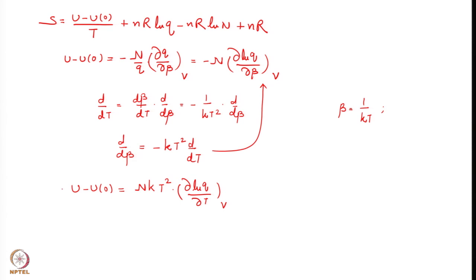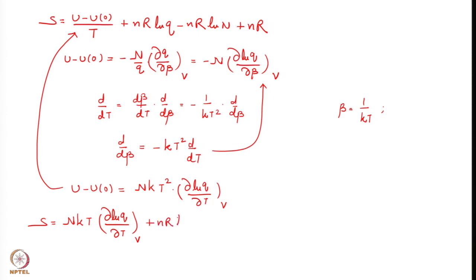Now let us substitute this information into this expression. What I have now, S is equal to (U minus U naught) by T. So therefore, 1 T with T square, 1 T will get cancelled. So I'll have N k T del log q del T at constant volume plus N R log q minus N R log N plus N R. We have reached up to this. This T square becomes T because (U minus U naught) by T is used. Now what I will do next is, to make things a little easier, I will combine these two terms.